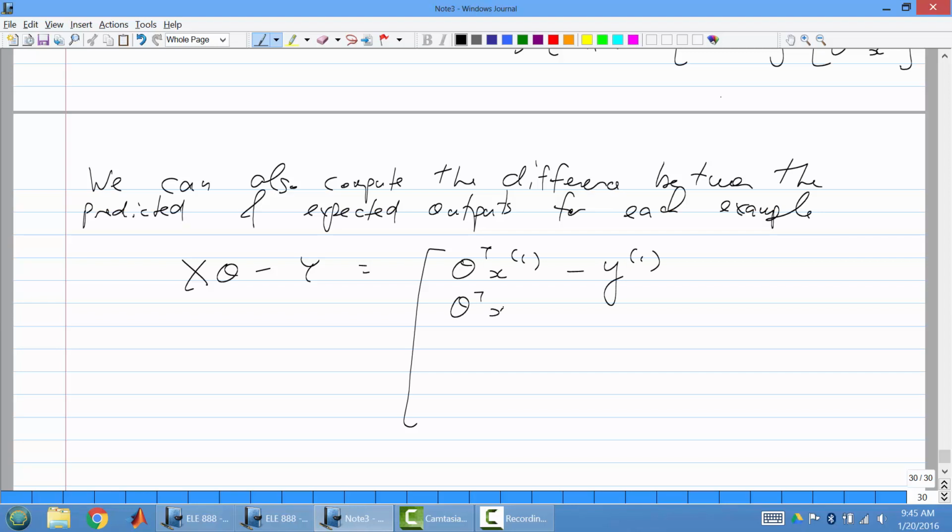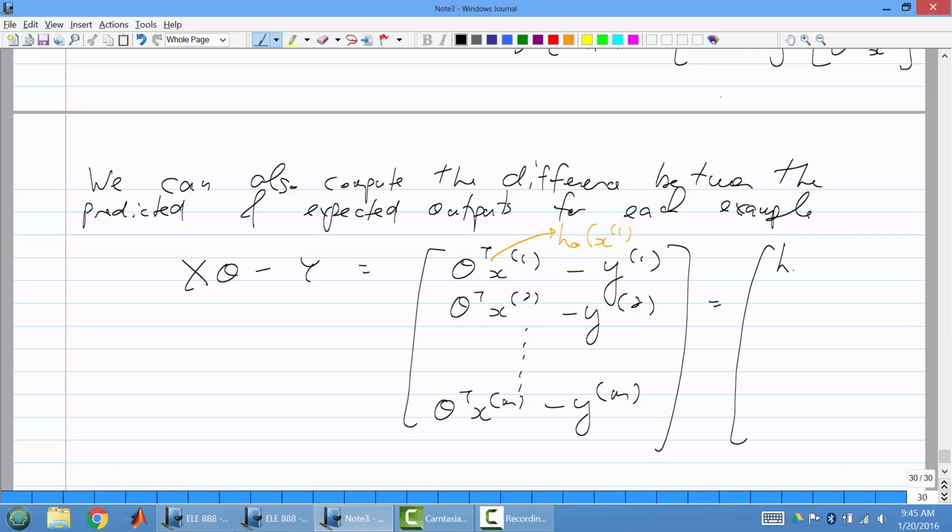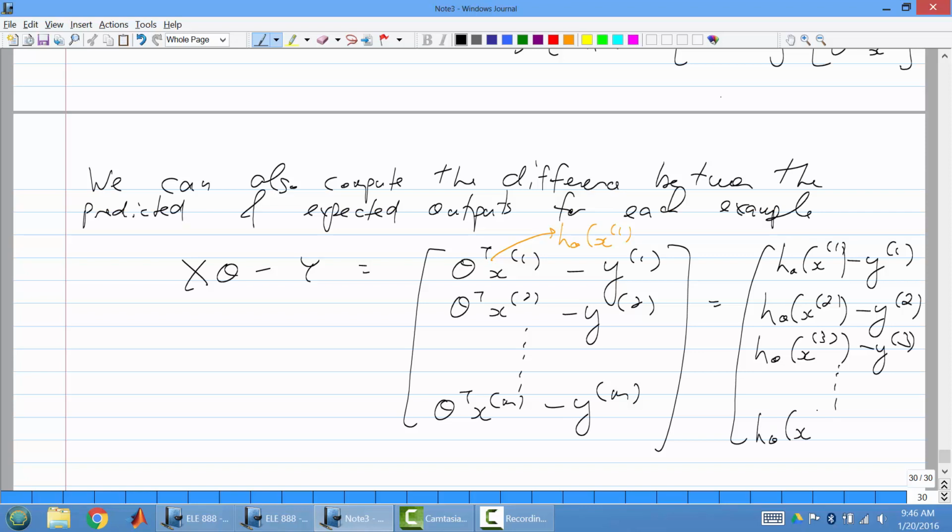And remember, this is just h theta of x1. So in this case, this vector is also equal to... So what you're actually doing here is computing a vector where each element is the difference between the prediction for the example that you're looking at and the expected output. And then all the way to the end. Great. This is good.